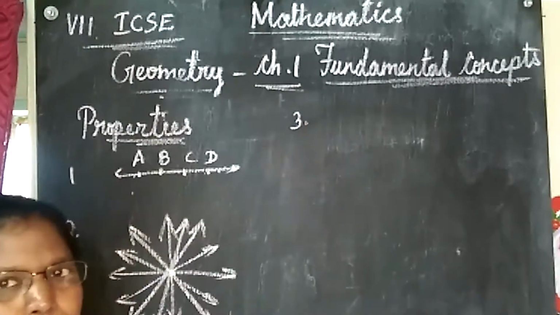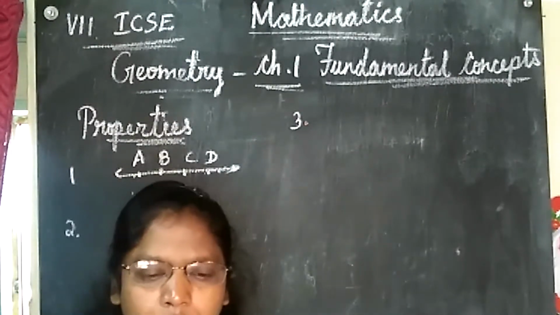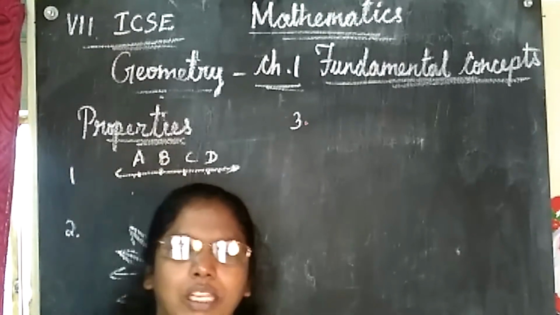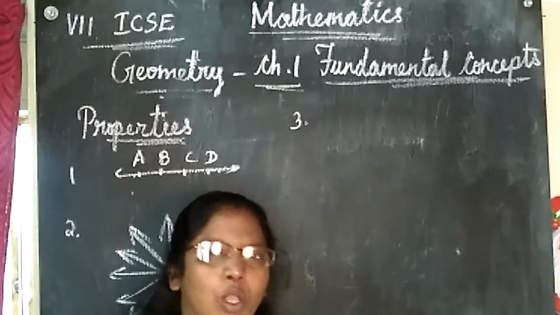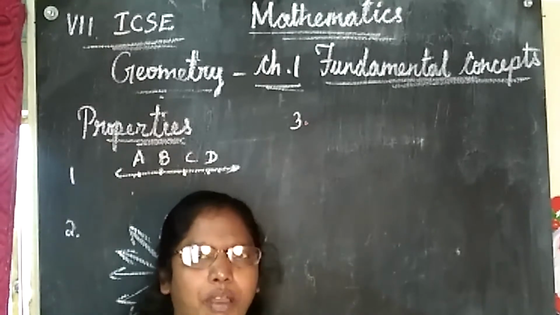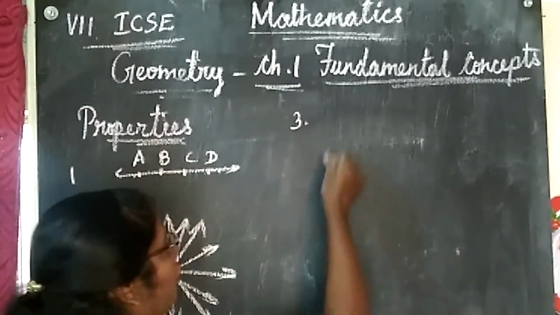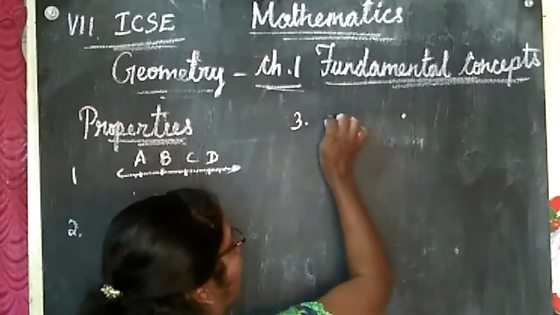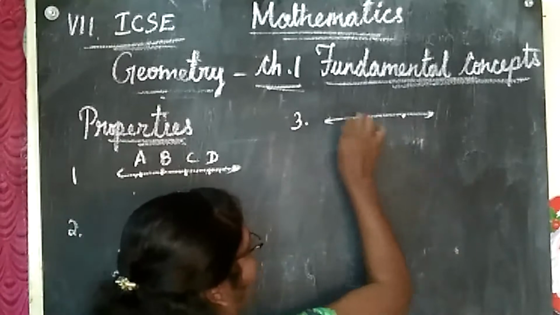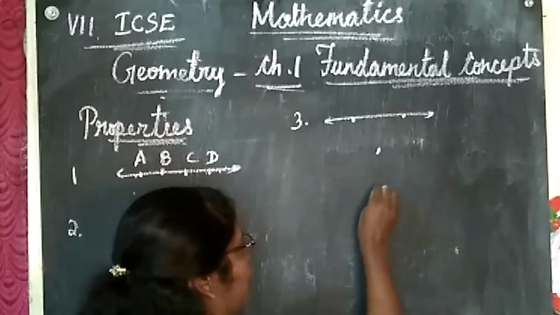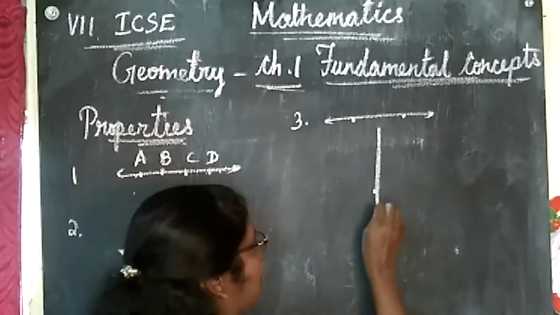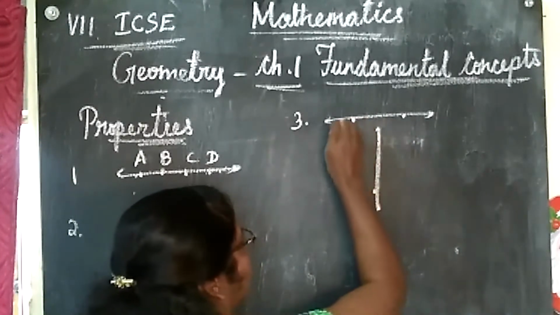Next, property number 3. Look in your book. One and only one straight line passes through 2 different given points. Suppose 2 different points are given here. We can draw only one straight line. Can we draw any other? No. We can draw only one straight line through the given points.